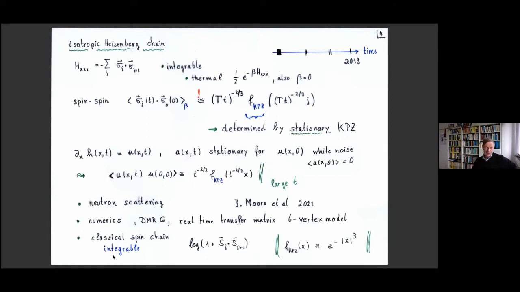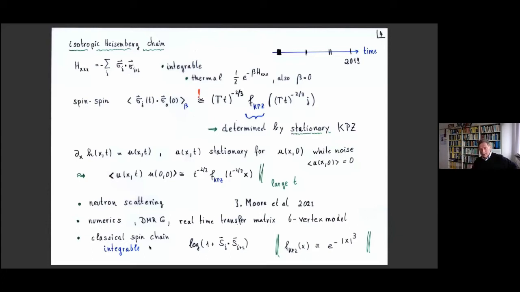This is also an integrable case. The only point is that to make it integrable, you really cannot do just the sigma-sigma interaction, but you must take the logarithm of one plus the classical spins. And now you can simulate the classical spin model. So you have three systems, and I cannot show you the data on the neutron scattering, but I can show you the data on the numerics and the integrable spin chain. Of course, you get the same.